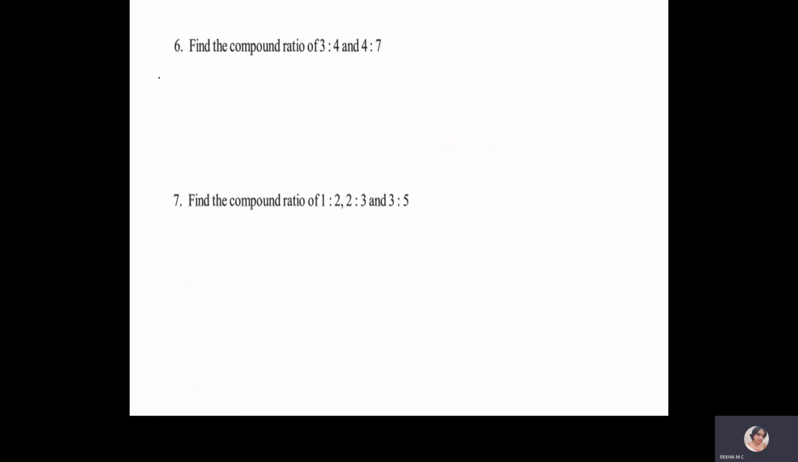Next, find the compound ratio of 3:4 and 4:7. So that is 3/4 into 4/7. 4 gets cancelled. 3/7 or 3:7.